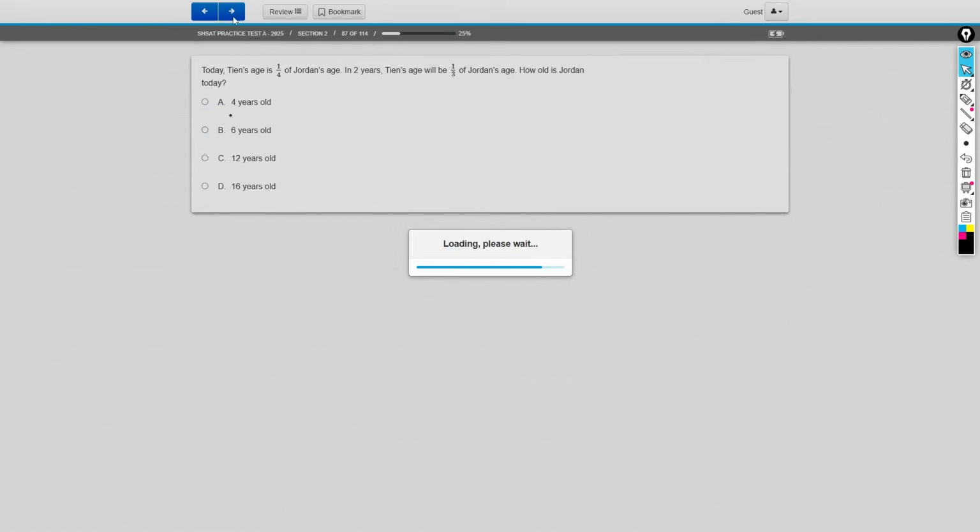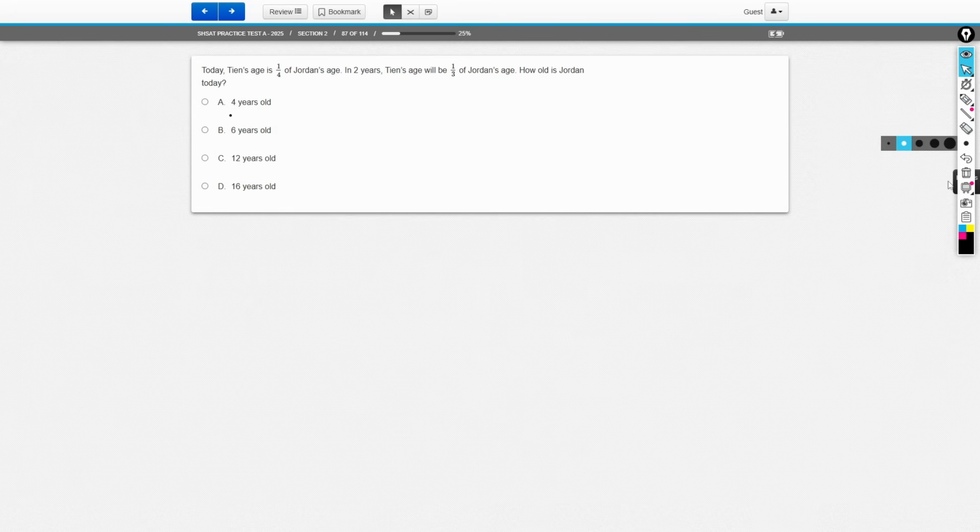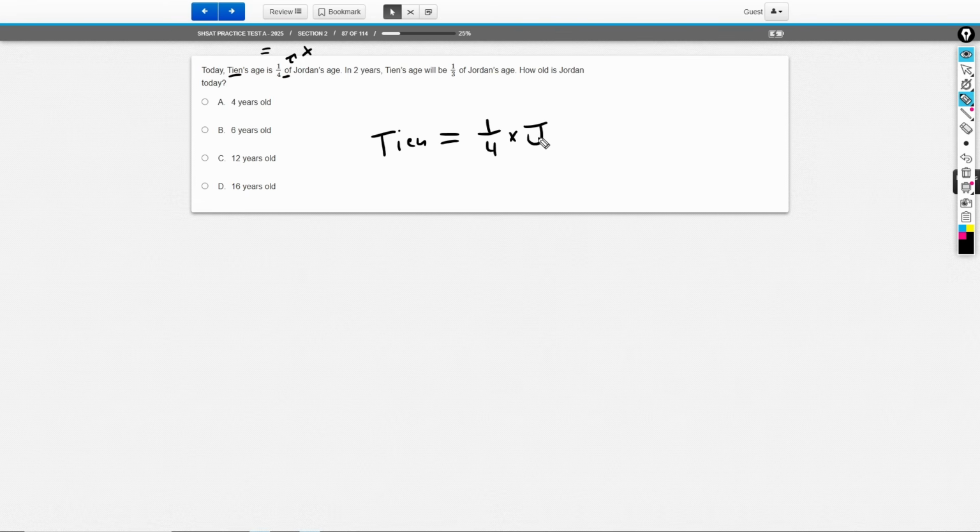All right, moving on. So it says that today Tien's age is 1/4 of Jordan's age. Okay, more translating math into English. Tien's age is, we know that is the same thing as equals. So Tien, her age, is equal to 1/4 of Jordan's age. Remember, or I guess don't remember because I didn't tell you this yet, but of means multiply. So Tien's age is equal to 1/4 times Jordan's age, okay?